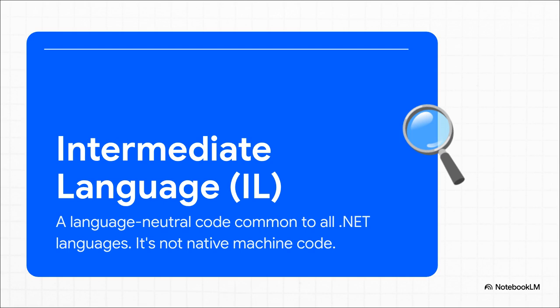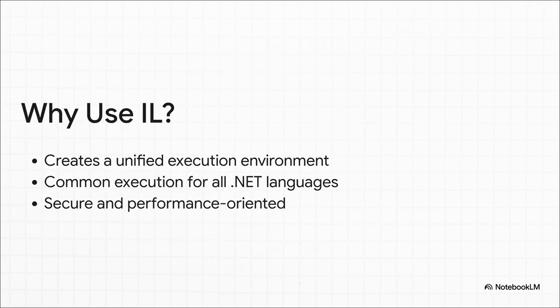Not yet, anyway. You're probably thinking, why bother with this extra step? Well, it's actually a genius move, because it creates this unified execution environment. By converting everything to IL first, .NET makes sure that code from any .NET language gets handled in the exact same way, a way that's secure and built for performance. It's way smarter than building a totally separate system for every single language.